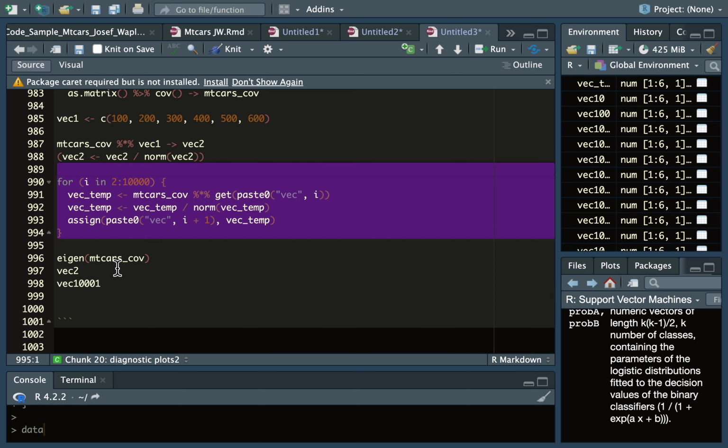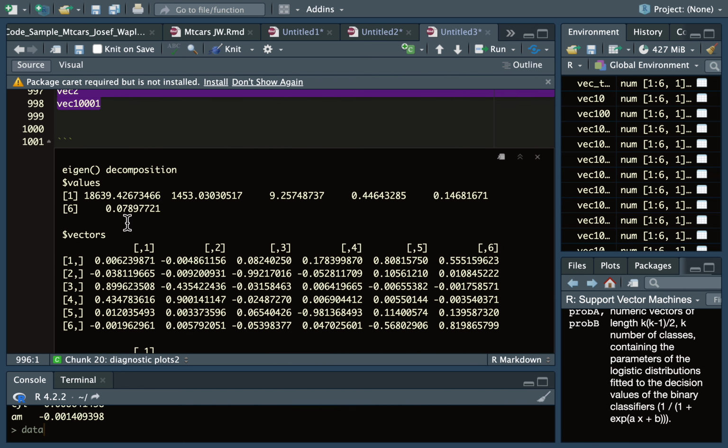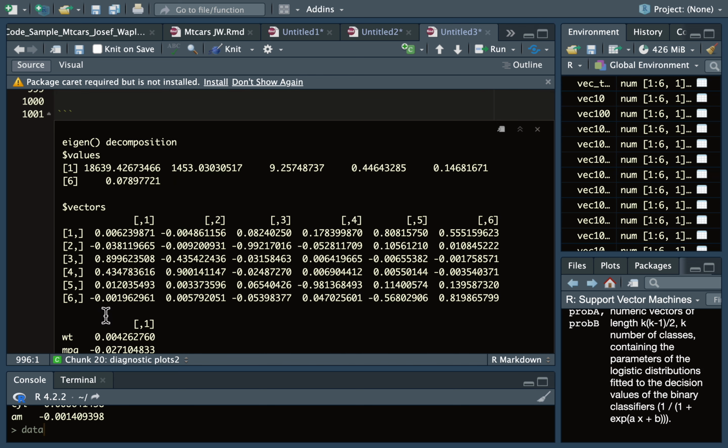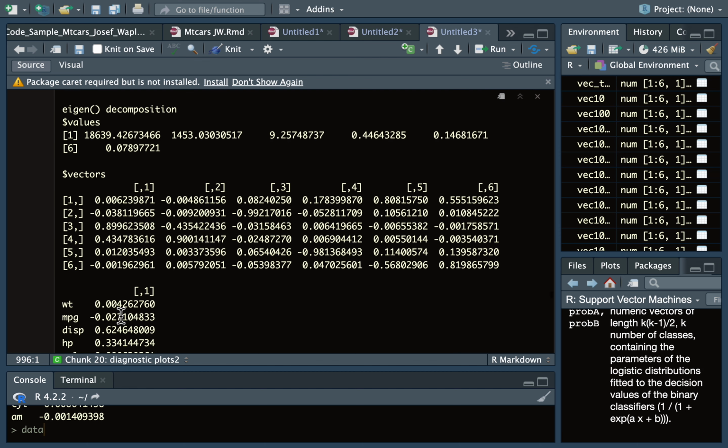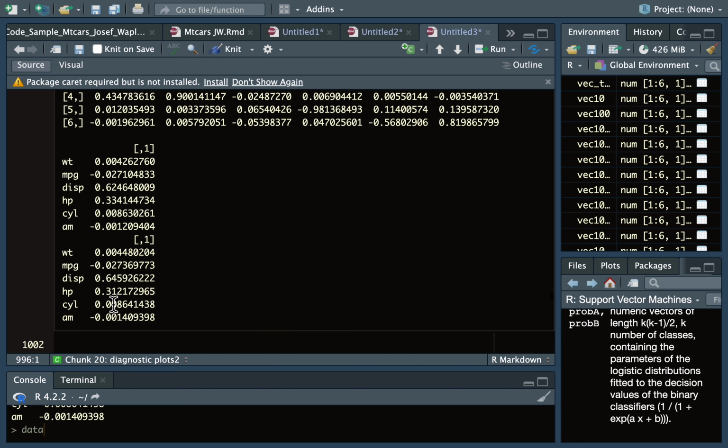After that's done, I'm going to find the eigenvectors of my covariance matrix, compare them to my first vector, and then compare them to my final vector, 10,001. Here I get my eigenvectors from the eigendecomposition using the eigen function: 0.006 at the top, negative 0.001. These are just the eigenvectors. In vector 2, I have 0.004, and at the bottom, I have negative 0.001.